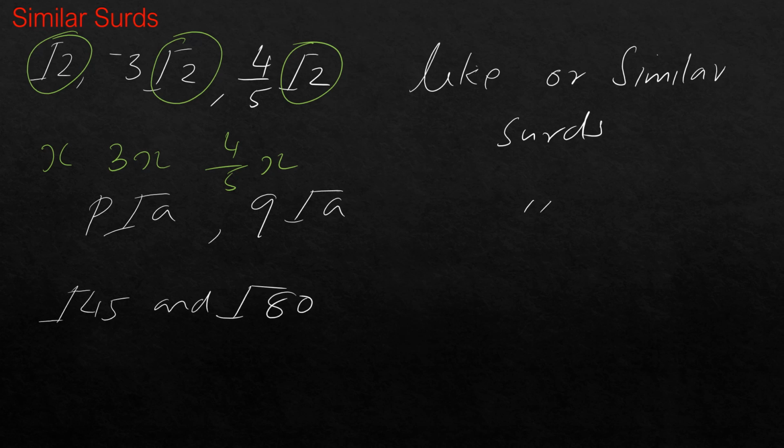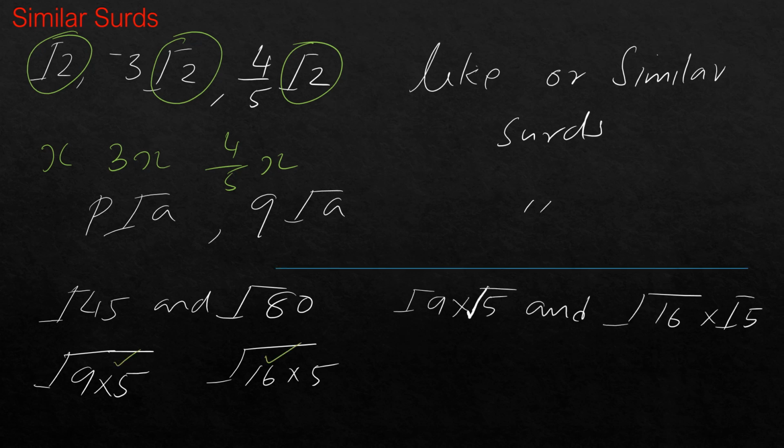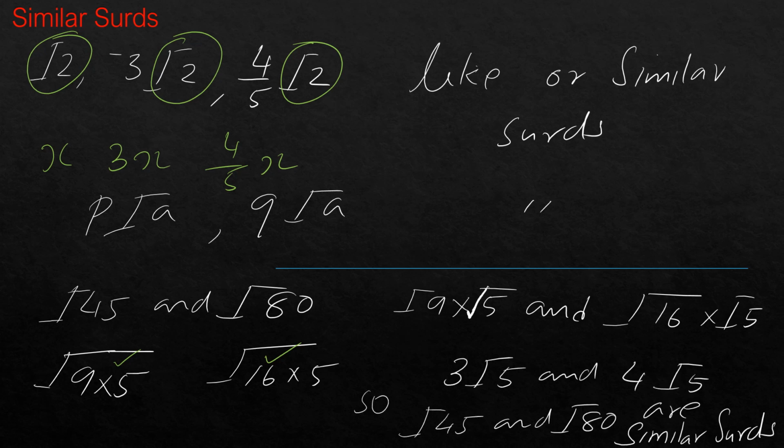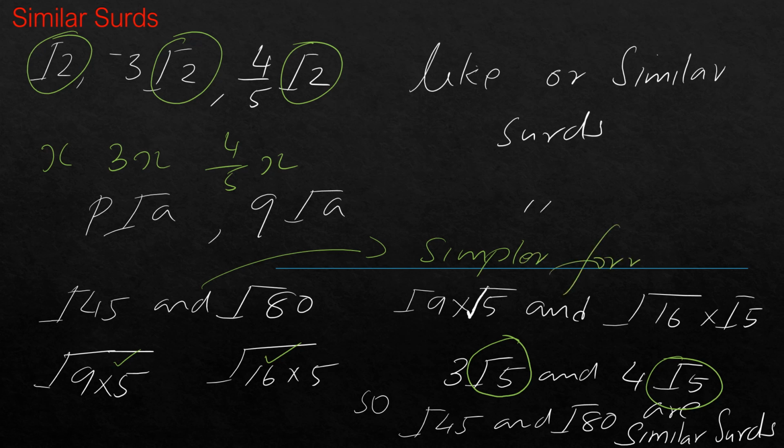Suppose we ask whether 45 and 80 are similar surds. Oh, that's a strange question. Then we have to convert them into simple form. Just like earlier, 9 into 5, here it is 16 into 5. Further, root of 9 is equal to 3 root 5, and this is 4 root 5, and we found that this root 5 is common, so they are similar surds. So we used two things: we converted them into simpler form, and we got the answer and found that they are similar surds.